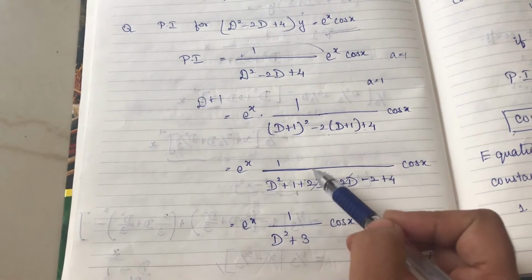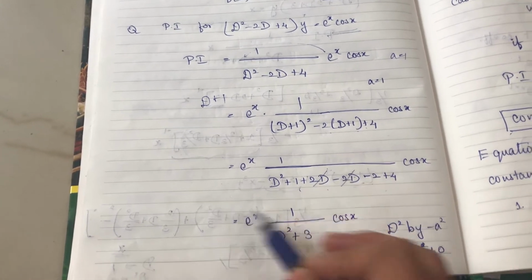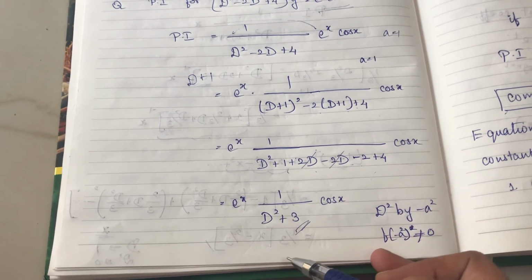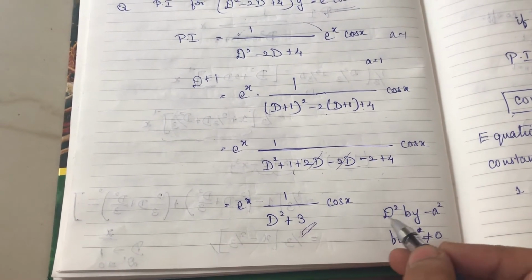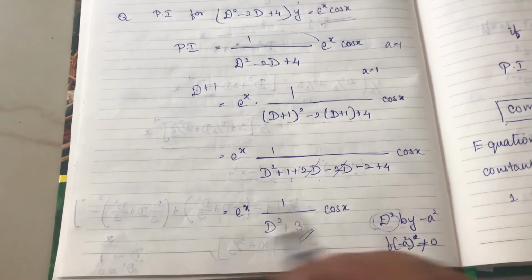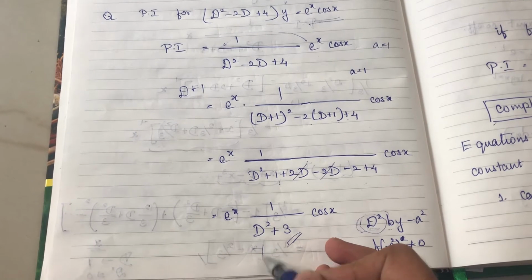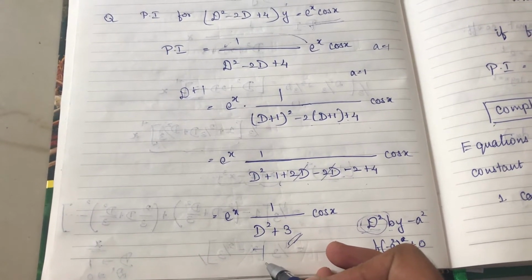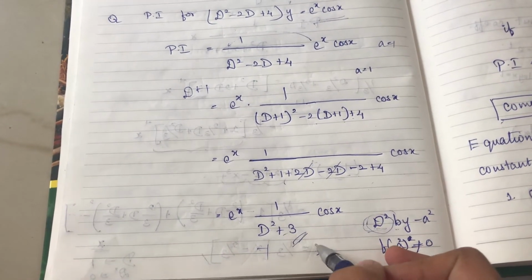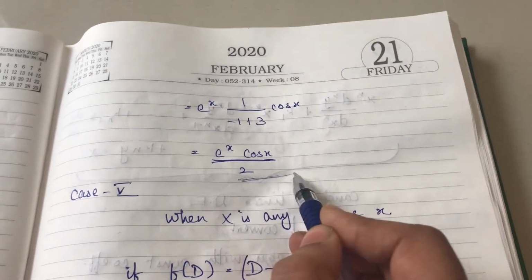So a square plus b square plus 2ab minus 2d minus 2 plus 4. After simplifying it you will get d square plus 3. This is like you need to put minus a square in terms of d square, like the previous sum. So if I put minus a here, minus a is what? Minus 1. If I put minus 1 here, this term will become 2, so it is not equal to 0. So we can directly put minus 1 here and we will get the answer like this.